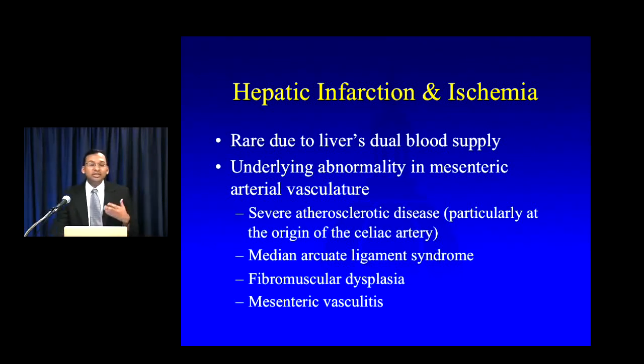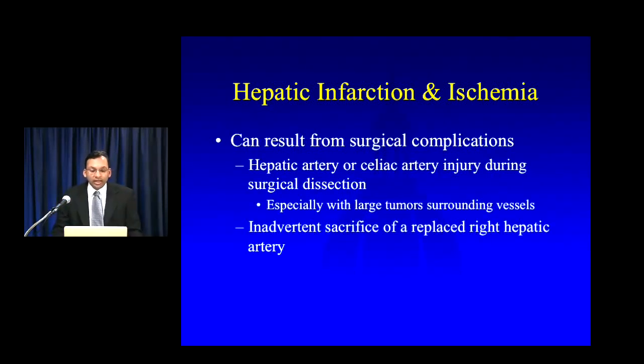So always these patients will have severe atherosclerotic disease, median arcuate ligament syndrome, FMD, vasculitis, so on and so forth. And then the surgery and some complication associated with the surgery typically pushes them over the top. Now, I'd say the most common is some kind of an injury to either the hepatic artery or the celiac artery during surgical resection or dissection, and that tends to be especially problematic when you have a larger tumor that's surrounding multiple vessels. And as you can imagine, as we're resecting more and more tumors that do have underlying vascular involvement, this is increasingly common.